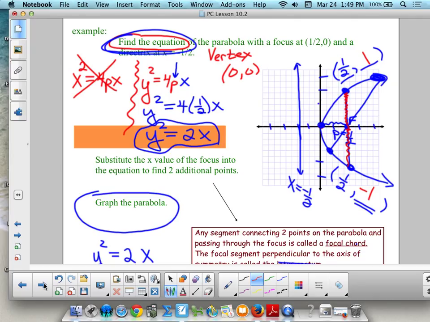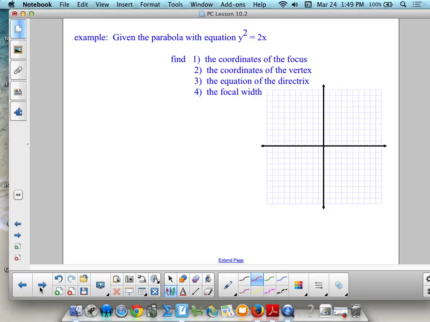Okay? All right guys, let's go to the next slide, and I have to have you change it. I don't like this equation. So let's go y squared equals, let's do 4x. Let's not do 2x, let's do 4x. Okay? All right, here's what I want. Given the parabola, you're given a parabola with this equation. So y squared equals 4x.